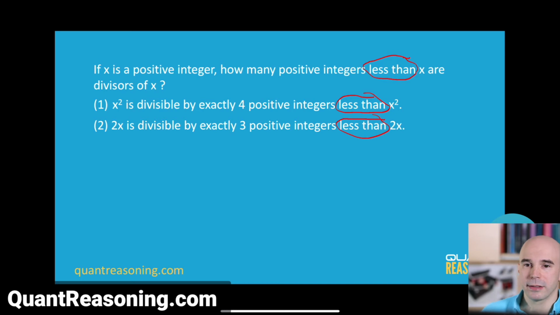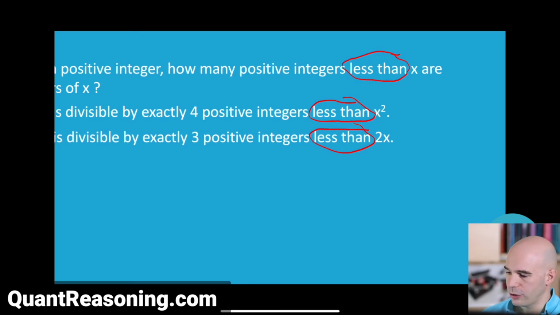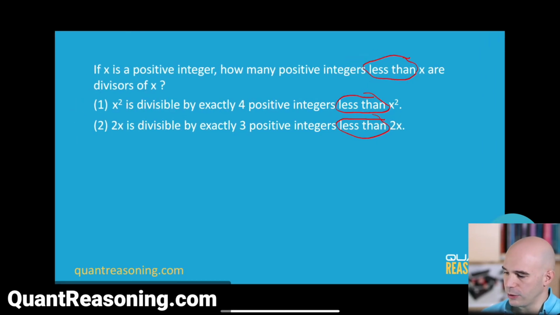In fact, let's go ahead and do that. Let's change the conversation. So instead of saying less than, it's saying including, and I'm just going to add 1 to the number that's given here. So this is 5 instead of 4, and it's including. And this is going to be 4 instead of 3, and it's including. And now we can use the fundamental counting principle that we learned earlier.